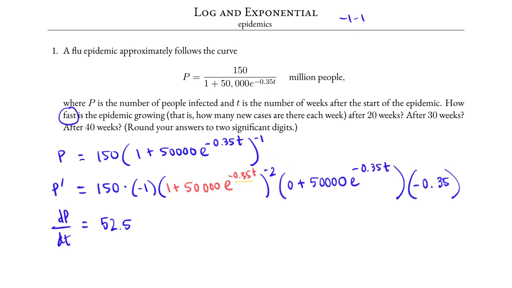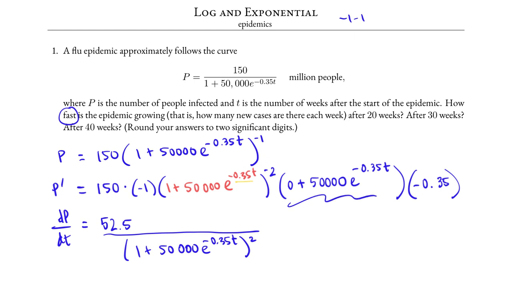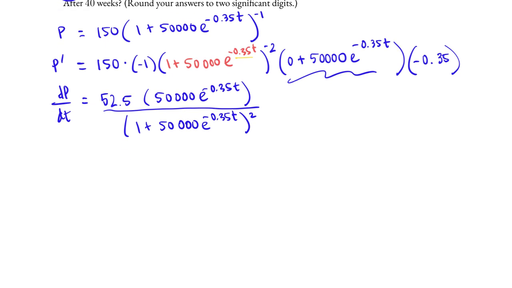With the negative 2 power, we will bring this factor to the denominator and make it a positive 2 power. Inside the power is 1 plus 50,000 e to the negative 0.35 t. We still have 50,000 e to the negative 0.35 t in the numerator. We then evaluate this expression when t equals 20.